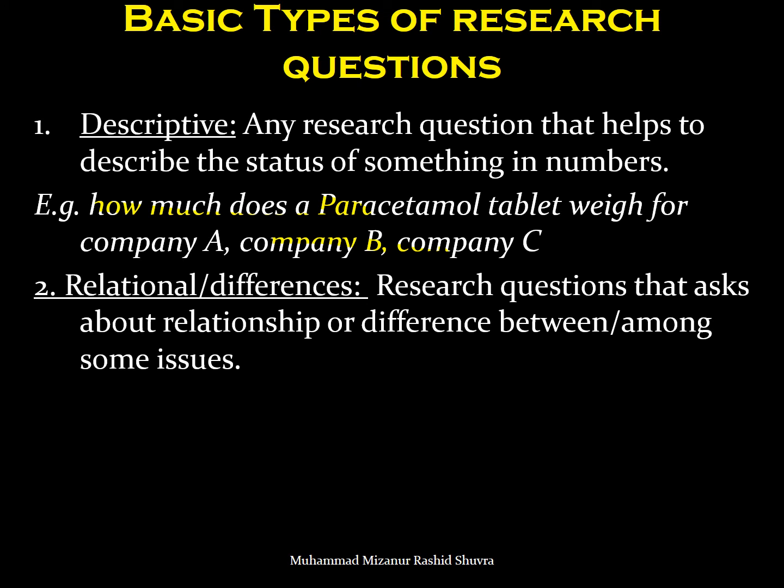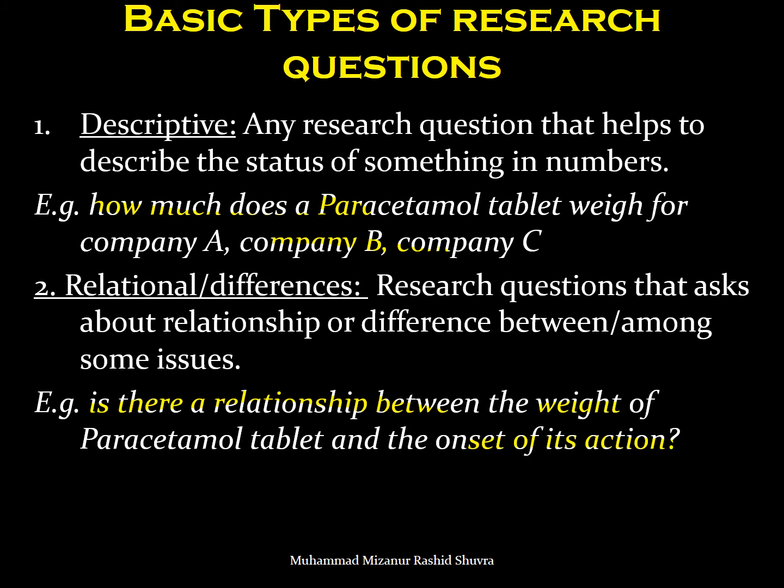we can ask, how much does a paracetamol tablet weigh for company A, company B, and company C? And that is also only telling you a description of the weight of these tablets in grams, maybe, or milligrams, right? So that's all it's doing. Company A, company B, company C, you get different samples from those companies, and you just weigh them and then get an average for each of those companies and then say, here's my result. That's it, descriptive.